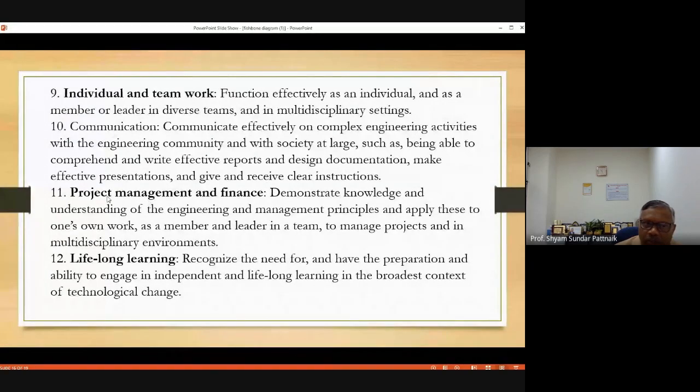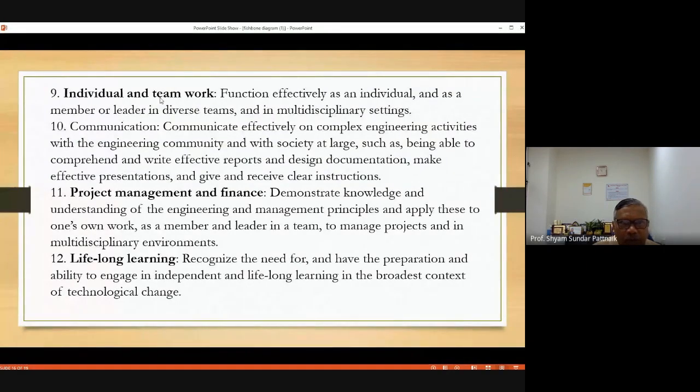Similarly, when we talk about PO11, this project management and finance, that means the person will demonstrate certain knowledge of management principles and also apply this knowledge for managing projects, like team lead or working as a member of the team in a multidisciplinary environment. And while performing well in his own work, he should be in a position to deliver in the team also. So like that, it is coming.